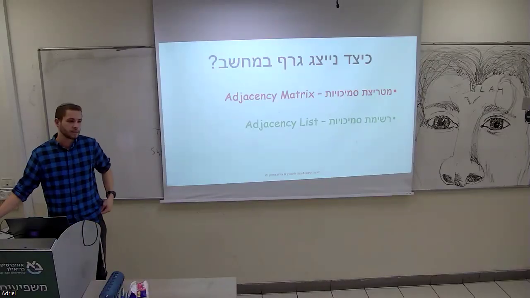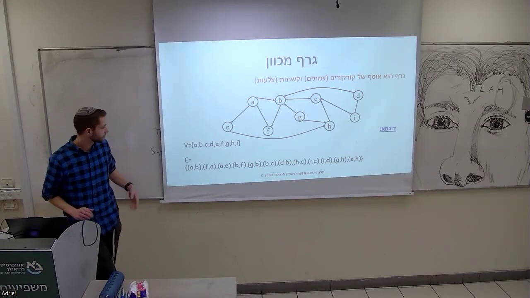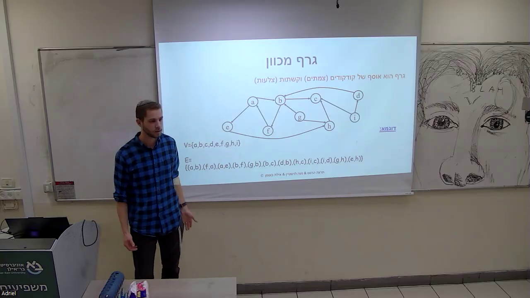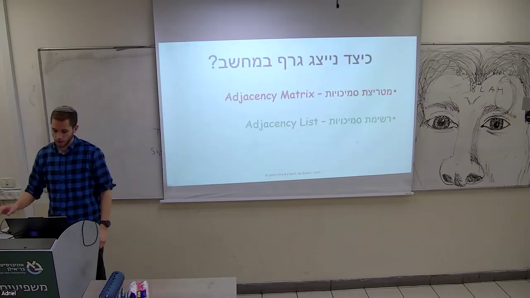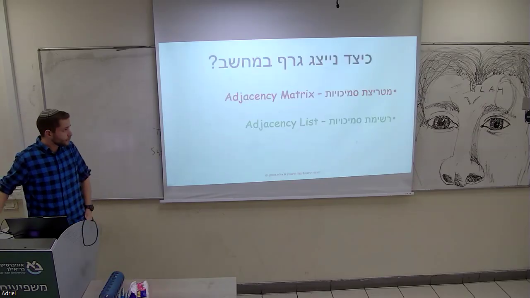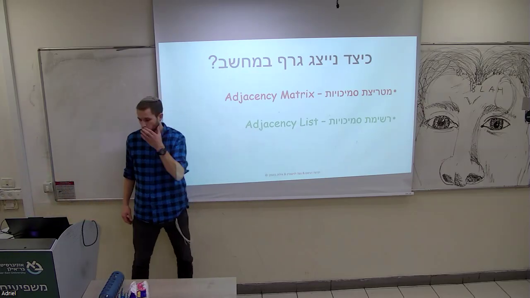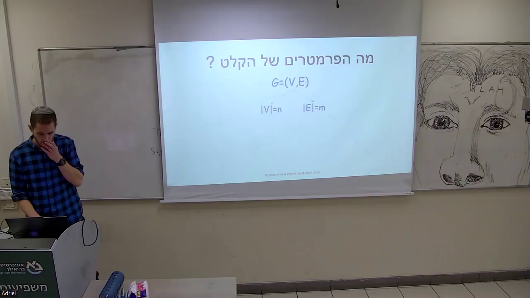Okay, so how are we going to save that? That was great mathematically, but you don't want to save something like this in a computer. It's a waste of space. It's not very efficient. So we have two main ways that we're going to store them: an adjacency matrix and an adjacency list. I guess we'll go over both of them, but first, just a couple of questions.